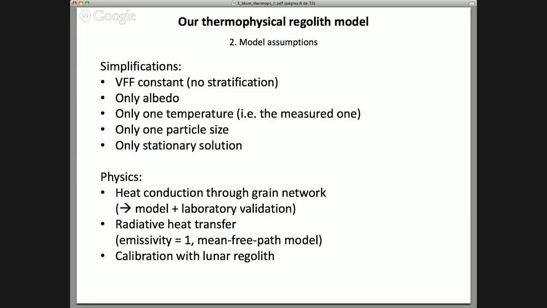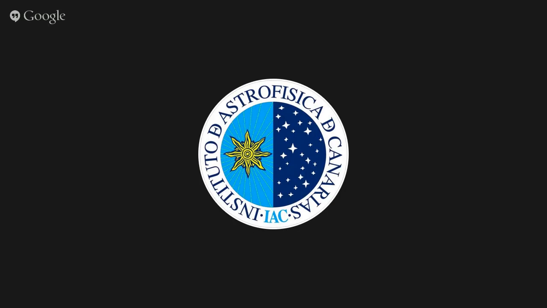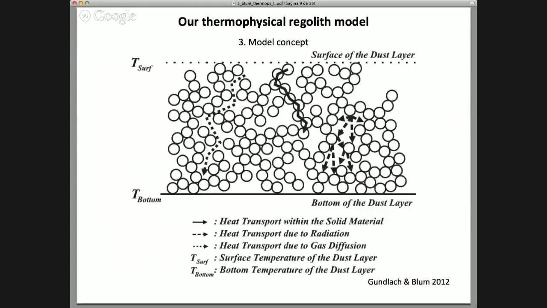The heat is transported through a network of grains through the very little microscopic contacts, or it's transported through the pores between the grains. We can also add gas if we want to apply that model for comets, which we actually developed it for. So this is, we're allowed to show formula. I learned in the last few days.